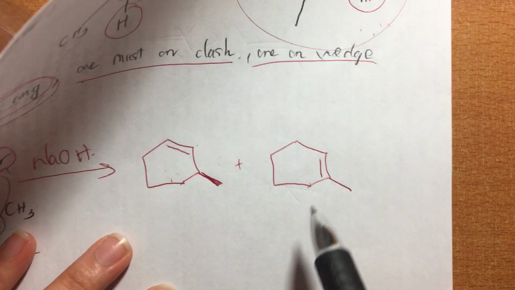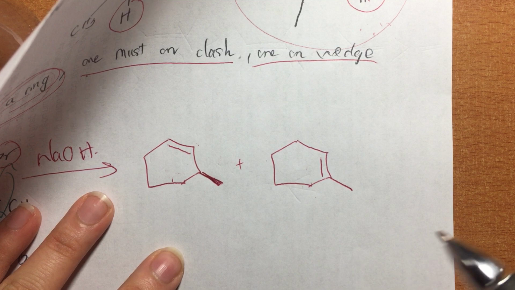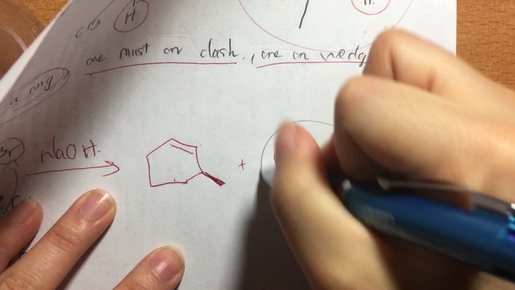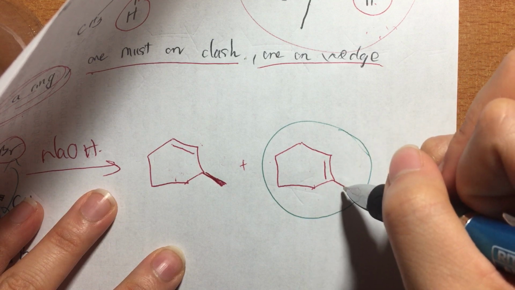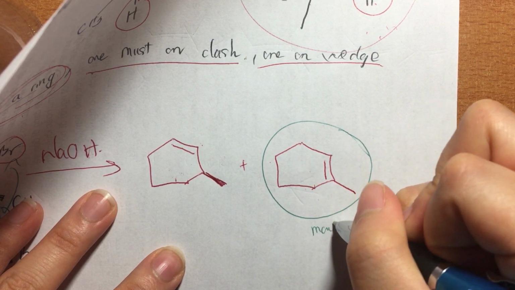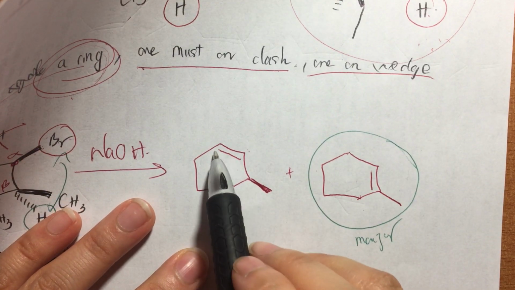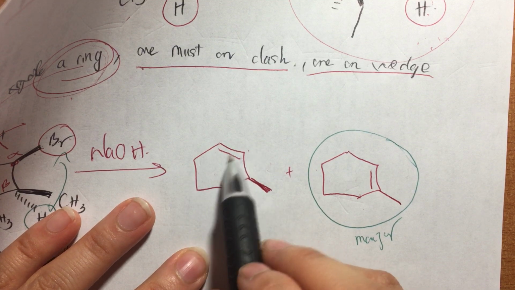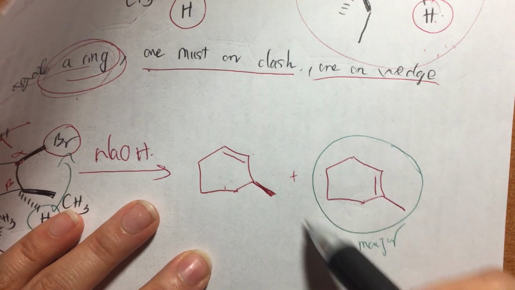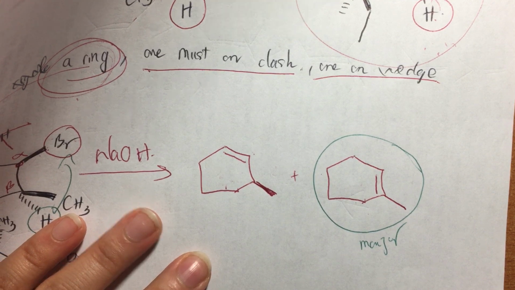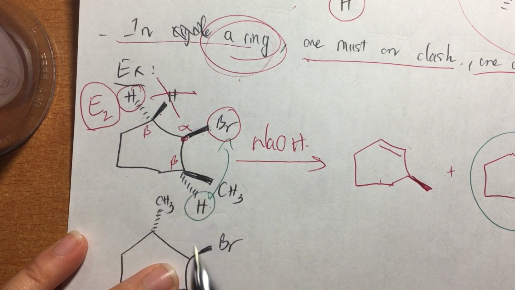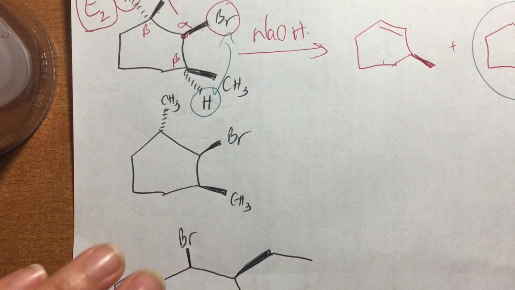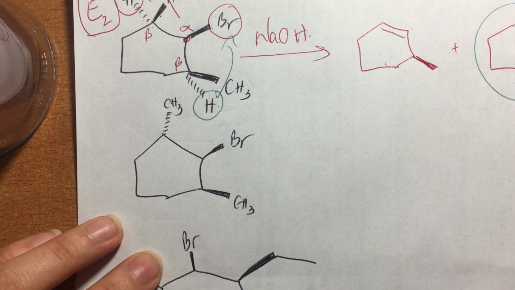In this case of the ring, you can have more than one product, but which one is the major product? The major product would be this one. Why? Because this one is tri-substituted, so it's more stable and is the major product. However, this one is di-substituted, so it is a minor product. If they ask you what the major product is, this one will be it. However, we can see that both of these hydrogens can be involved in the reaction. Alright, so let's move on to this one.